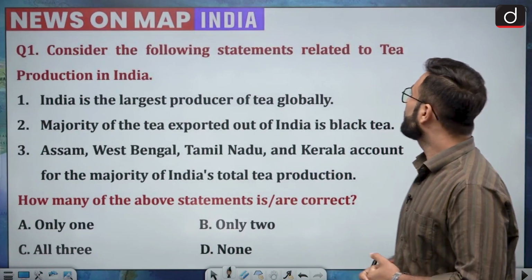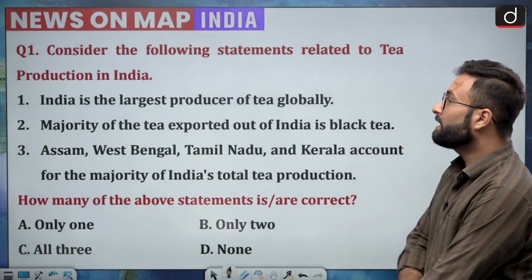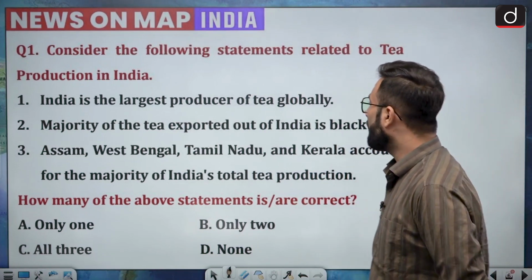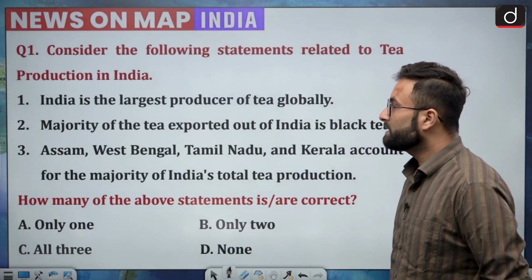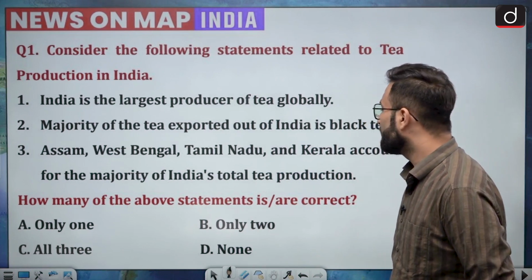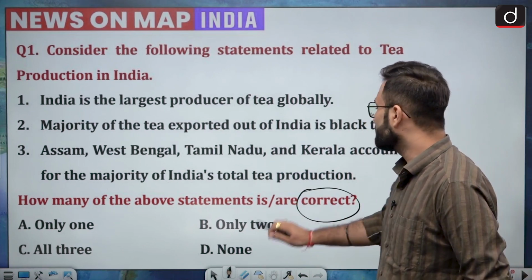Consider the following statements related to tea production in India. One, India is the largest producer of tea globally. Two, the majority of tea exported out of India is black tea. Three, Assam, West Bengal, Tamil Nadu and Kerala account for the majority of India's total tea production. You have to choose the correct statement over here.